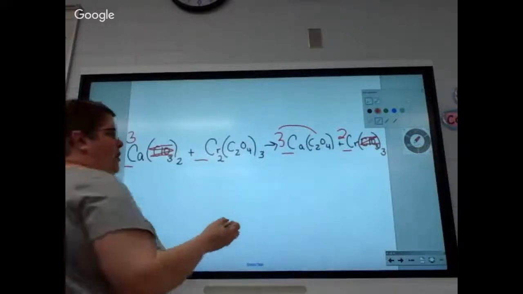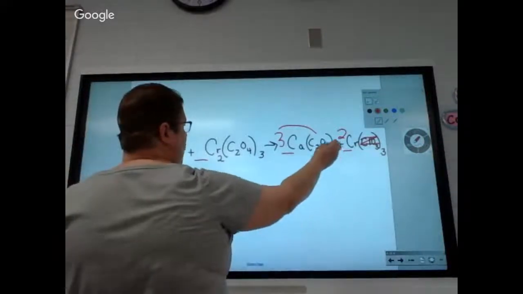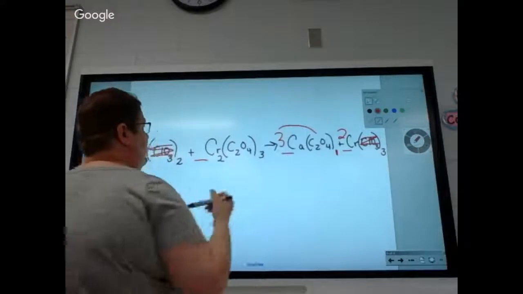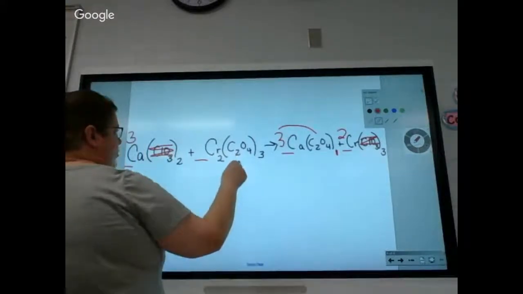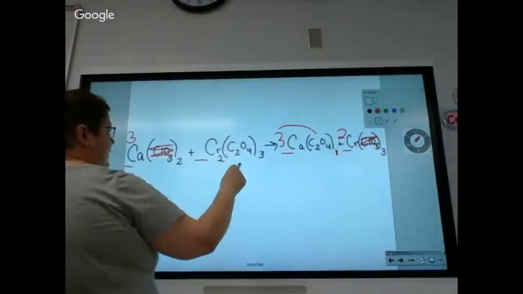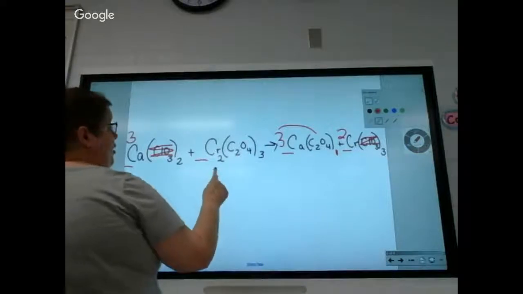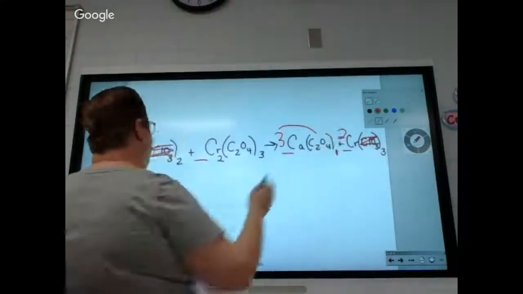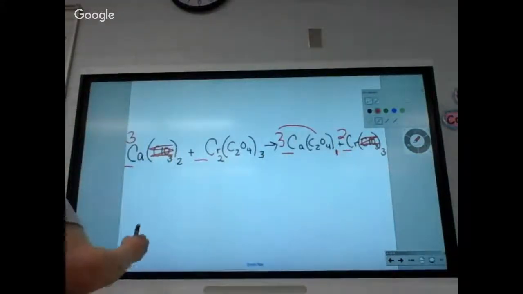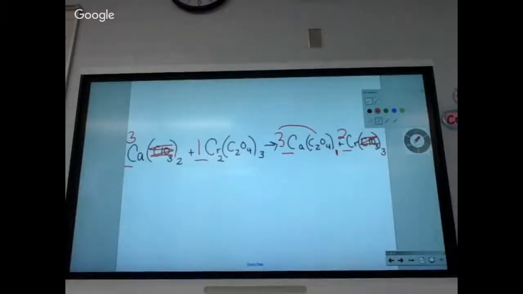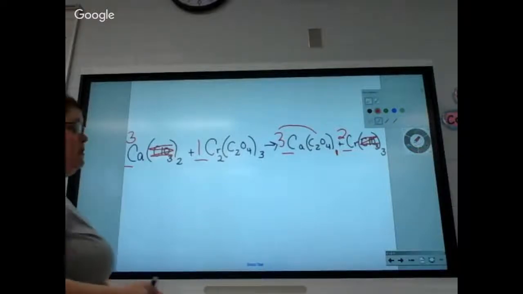All right, so 3 of those C2O4s because that's got a 1 outside, right? So 3 C2O4s. How many C2O4s are there? So that's good. That was chromium, which we already checked. There's 2. There's 2. Now, we can either leave that alone. Some people like to write a 1 there. You can leave it like that or you can leave it blank. It's your call. I don't care which one you do. Questions? All right, I want to do one more that's sort of different.